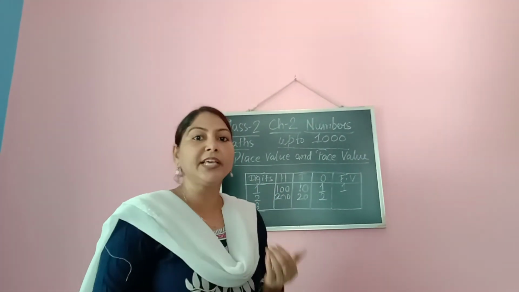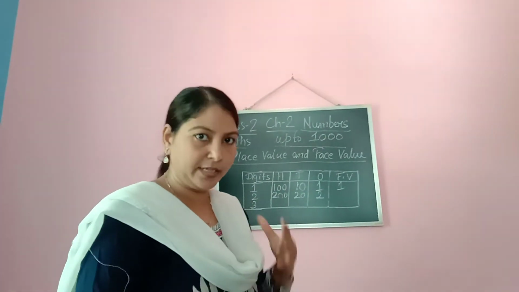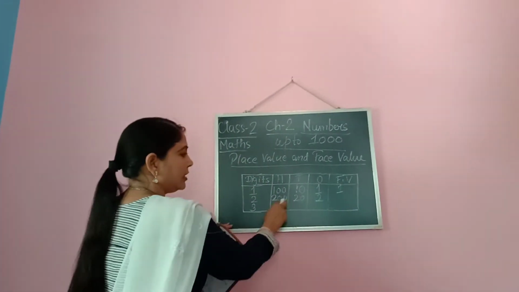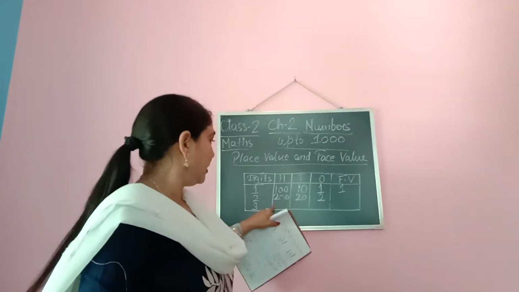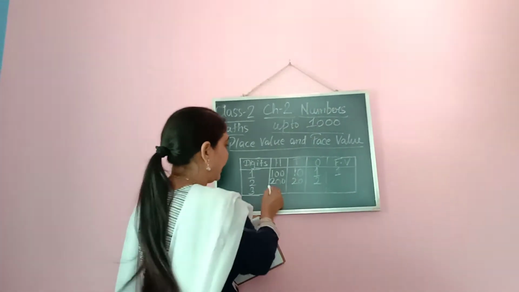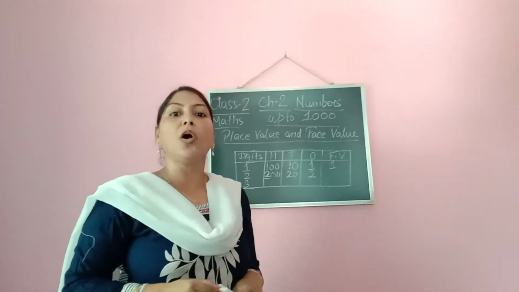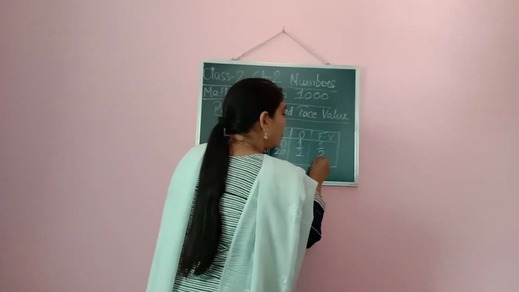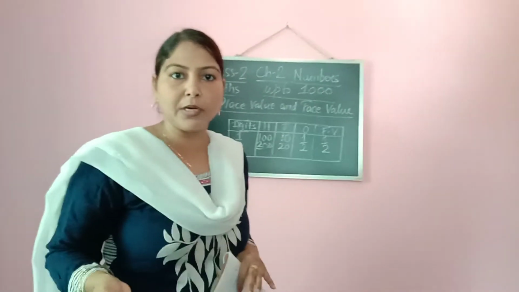Now I'll give you an example to make it more clear. Okay. Now in the similar manner, in this 200, if I have to say what is the face value of 2, I will say only 2. I will not say any other number, right?